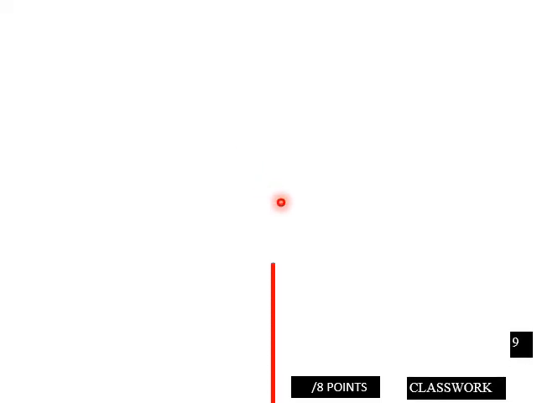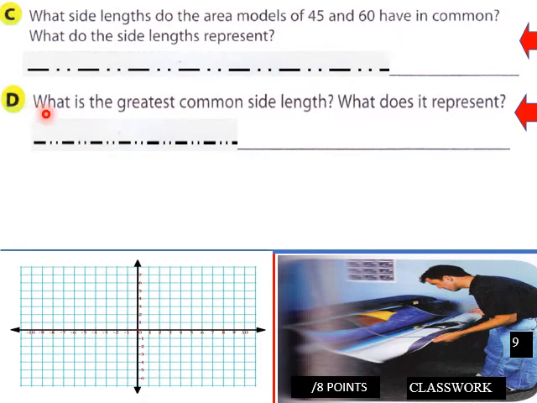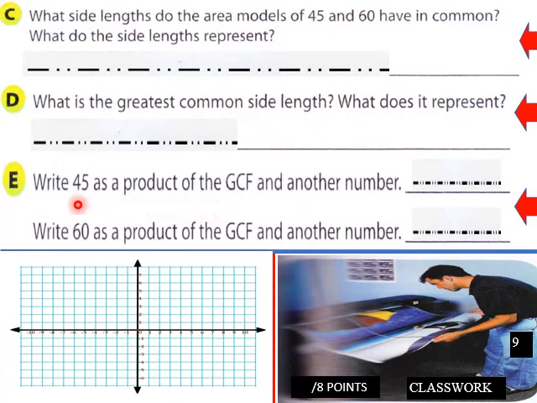So moving on here to page 9, we are going to find the side lengths of area models of 45 and 60, and what do they have in common? What do the side lengths represent? Put those area models of 45 and 60 on your grid. That might help you. Part D, what is the greatest common side length of 45 and 60? What does it represent? And then part E, write 45 as a product of the GCF and another number, and then write 60 as a product of the GCF and another number.